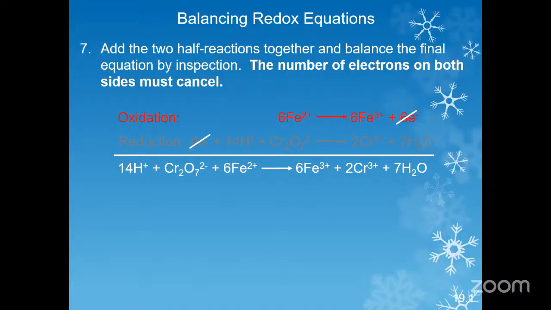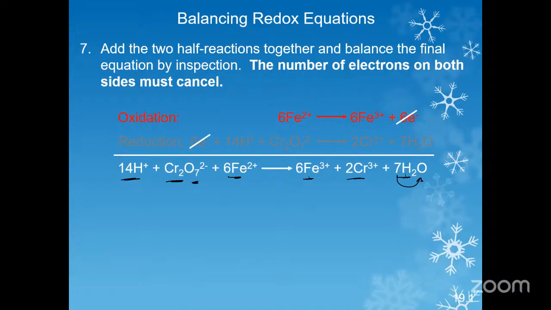Let's start off with the hydrogen. We have 14 hydrogens here, and we have 7 times 2, 14 hydrogens there. So the hydrogens are balanced. We have 2 chromiums here and 2 chromiums here, so the chromiums are balanced. We have 7 oxygens here, and we have 7 oxygens here, so the oxygens are balanced. And then we have 6 irons here, 6 irons here, so the irons are balanced.